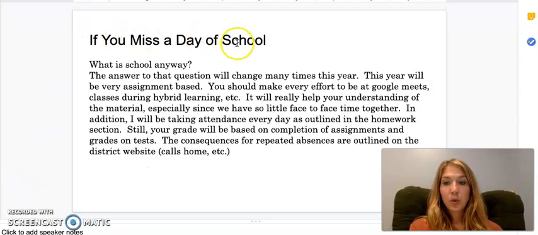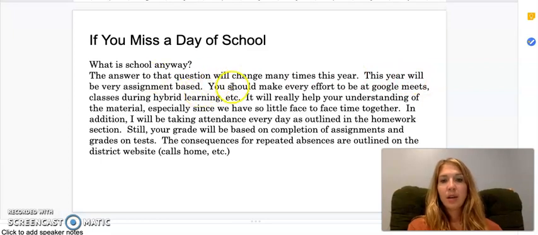Lastly, if you miss a day of school, they're very big on taking attendance every day. I don't know, it seems to be a focus of whatever they want us to do. So this says, what is school anyway? The answer to that question will change many times this year. This year will be very assignment-based. You should make every effort to be at Google Meets, classes during hybrid learning when we get there. It will really help your understanding of the material, especially since we have so little face-to-face time together.